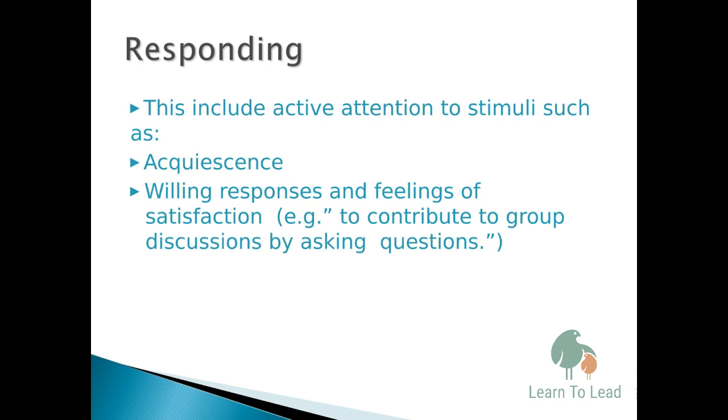Responding. The second level of the affective domain involves the learner's active attention to stimuli and includes acquiescence, willing responses, and feelings of satisfaction. Students at the responding level are able to acquiesce to stimuli. For example, they may agree to listen to a piece of music or watch a video. Make willing responses. For example, they may ask questions during a group discussion or volunteer to help with a project. Experience feelings of satisfaction. For example, they may feel happy or fulfilled when they learn something new or complete a task.